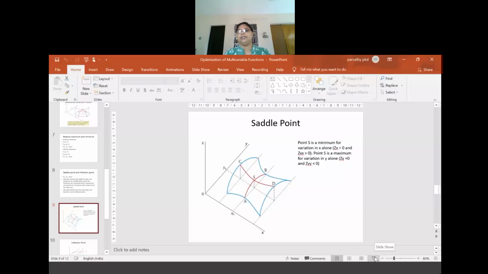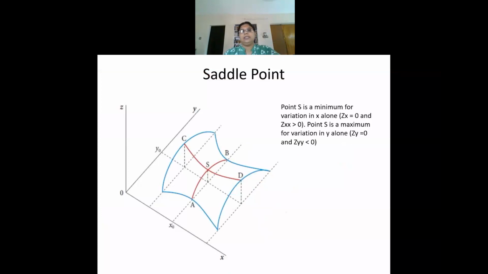Good morning, students. Today we shall discuss the concept of the saddle point. In the previous video, we already discussed the conditions that have to be satisfied for the optimization of a multivariable function. That is, suppose you are given a function z is equal to f of x, y. For a function to be at its relative maximum or at its relative minimum, three conditions have to be satisfied.